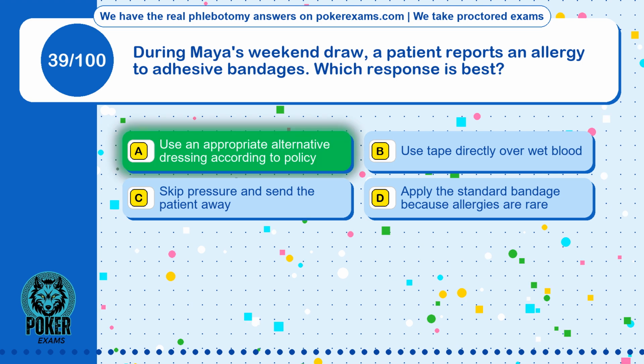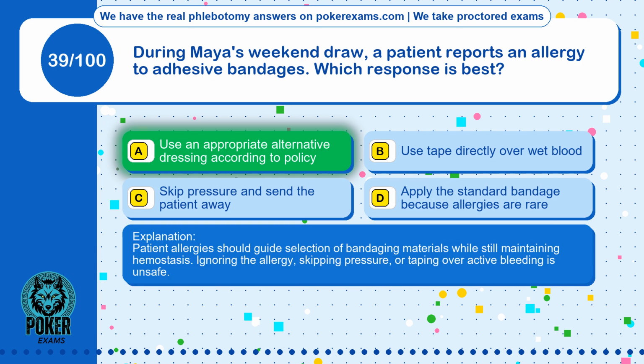The correct answer is option A. Use an appropriate alternative dressing according to policy. Patient allergies should guide selection of bandaging materials while still maintaining hemostasis. Ignoring the allergy, skipping pressure, or taping over active bleeding is unsafe.